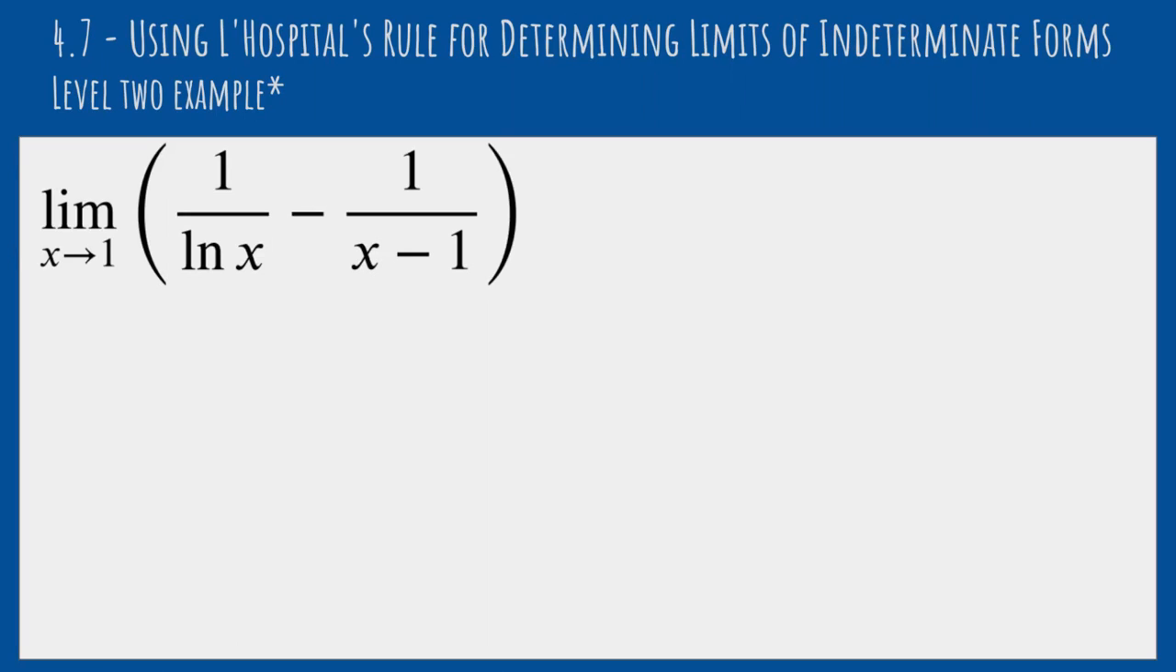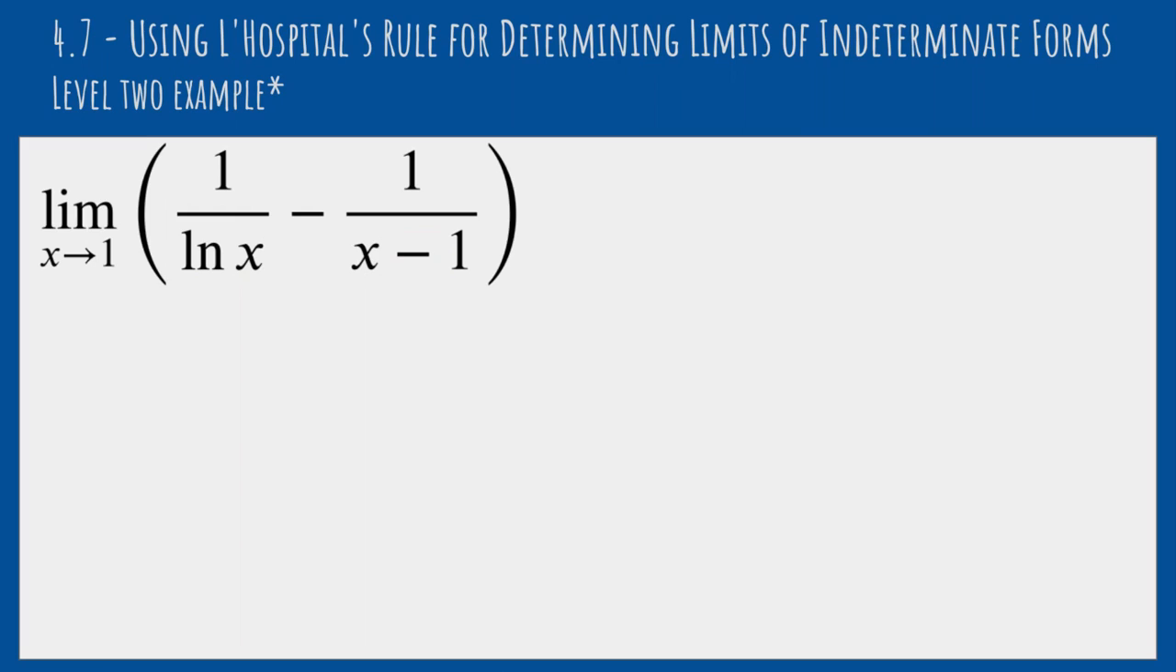This one's not obvious that it's one of those indeterminate forms that we would use for L'Hopital's rule. However, the natural log of 1 is 0. So this is 1 over 0, which is infinity or negative infinity. And 1 over x minus 1 is also 1 over 0. And so what we end up with here is infinity minus infinity.